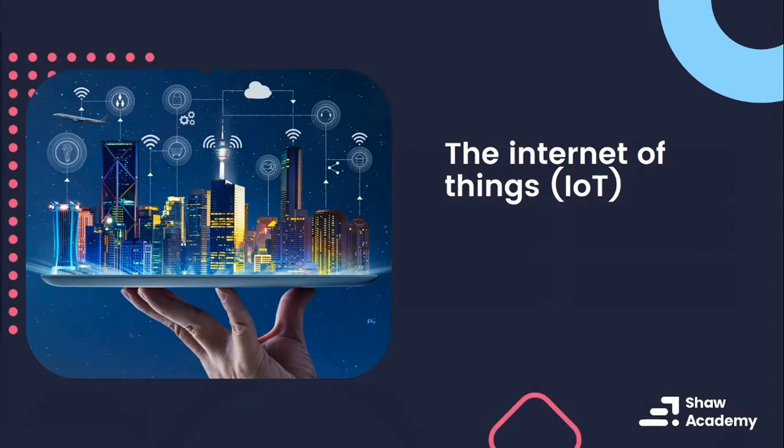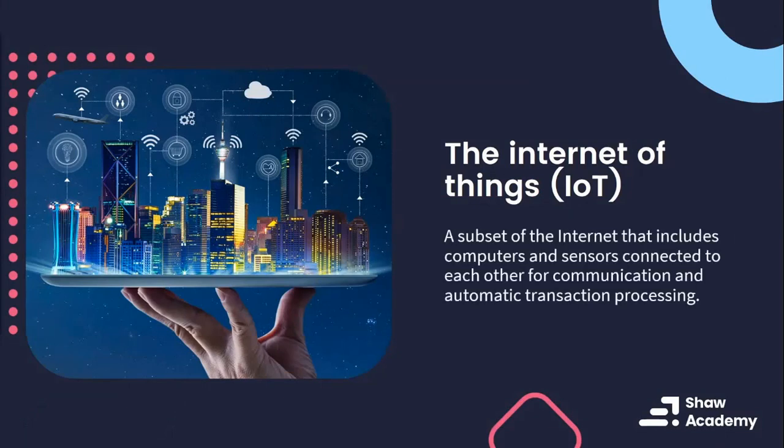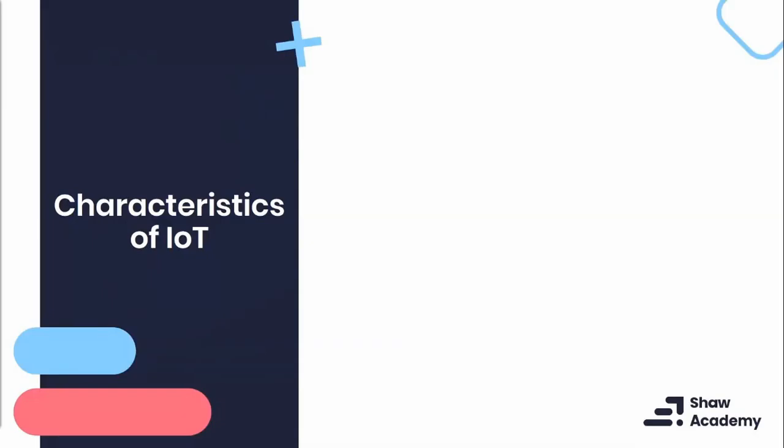Another modern technology that is a result of the internet is the Internet of Things. Essentially, the Internet of Things is a subset of the internet that includes computers, sensors and devices that are able to communicate with one another without the need for human intervention. One of the most powerful things behind IoT is the fact that it results in automation.